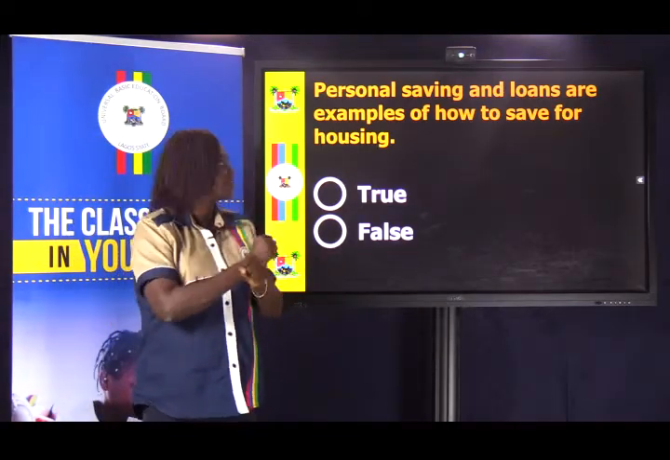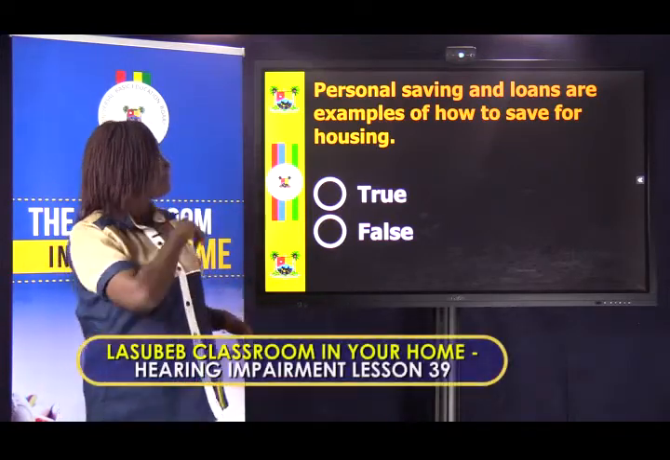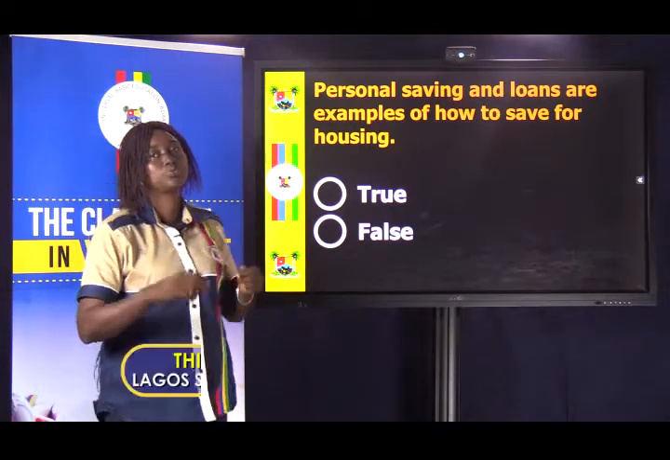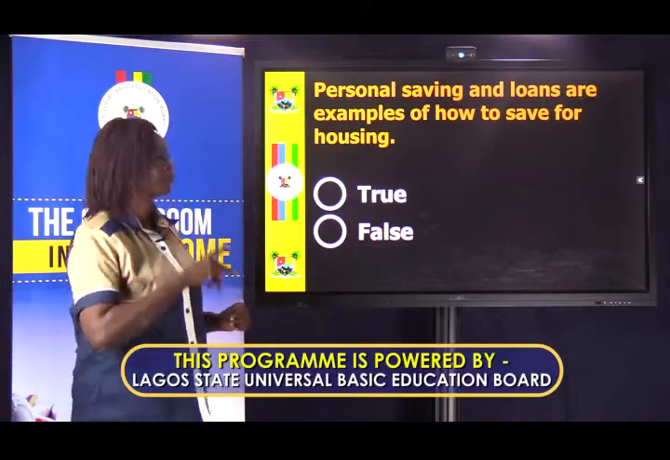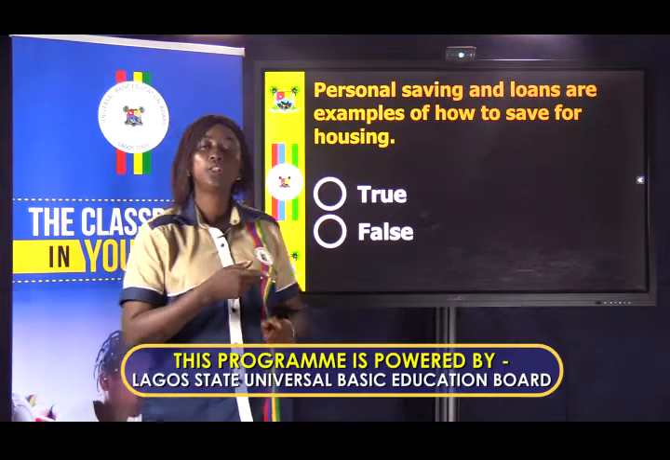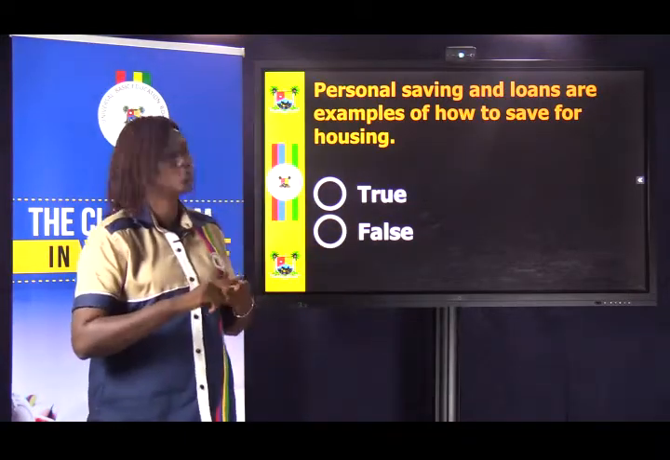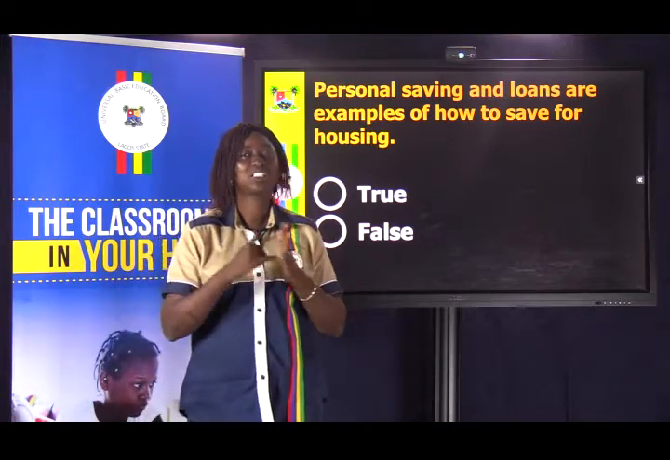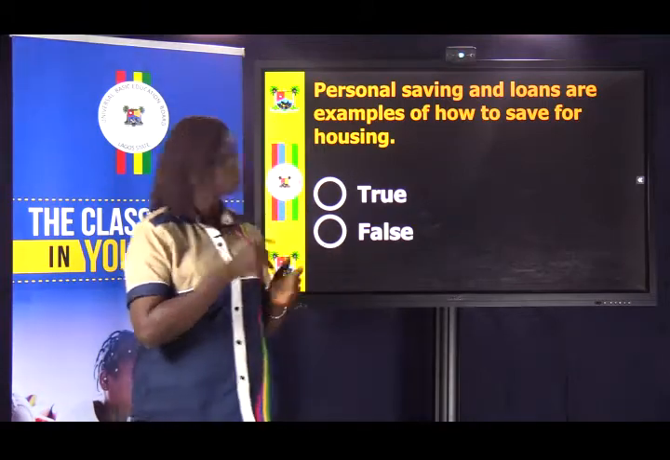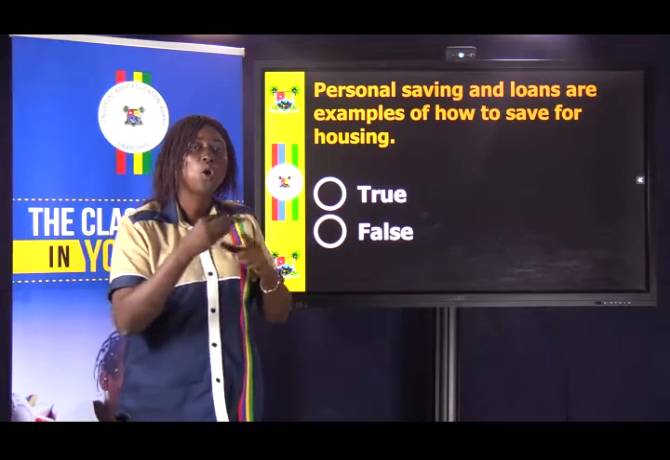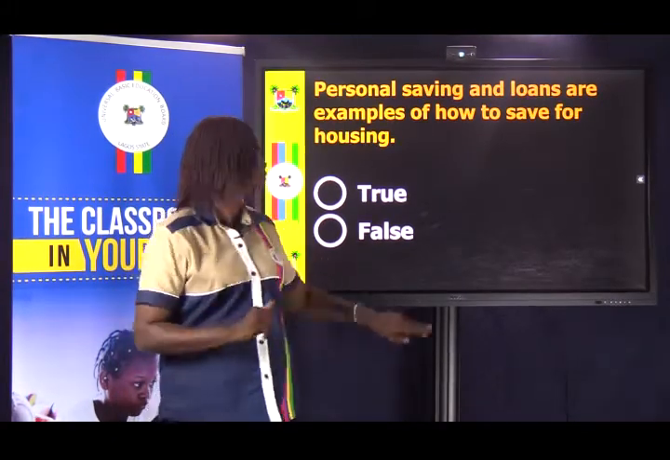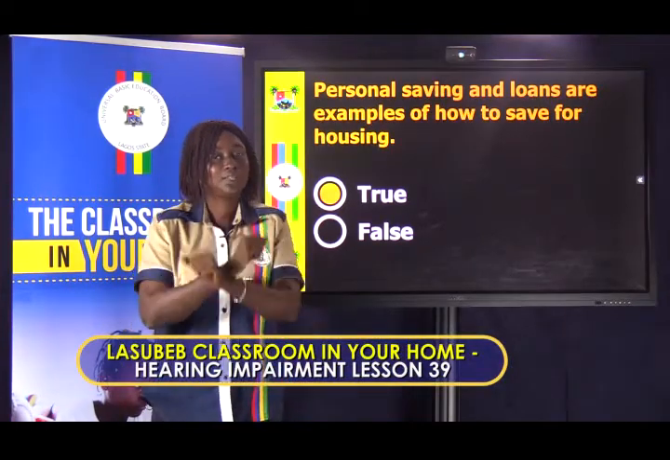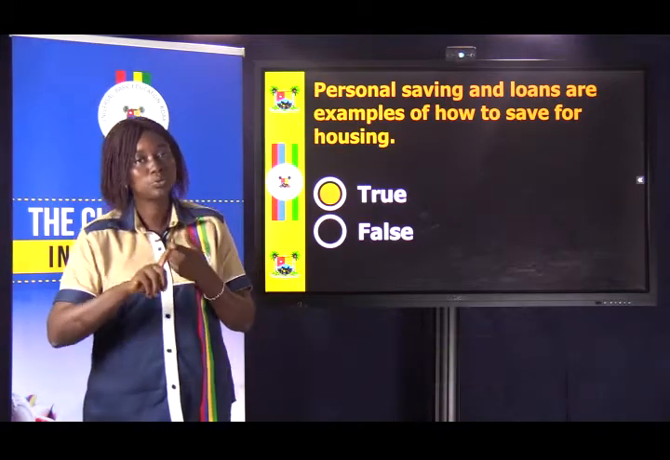We learned about saving and housing. Now, personal saving and loans are examples of how to save for housing. We learned that to build a house is very costly. Is it true that we can save or get a loan to build a house? Yes, to build your house, you can start saving or go to the bank to get a loan.